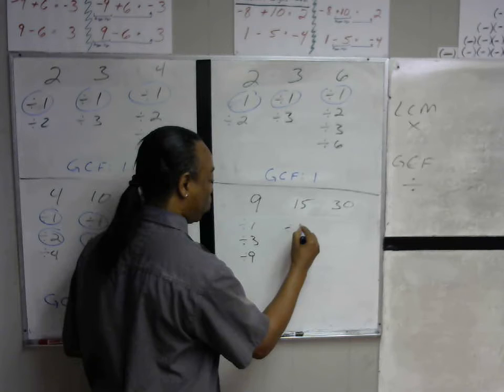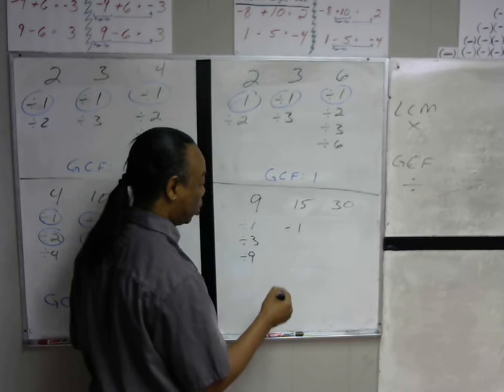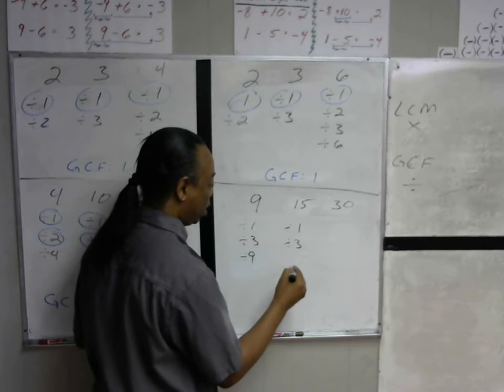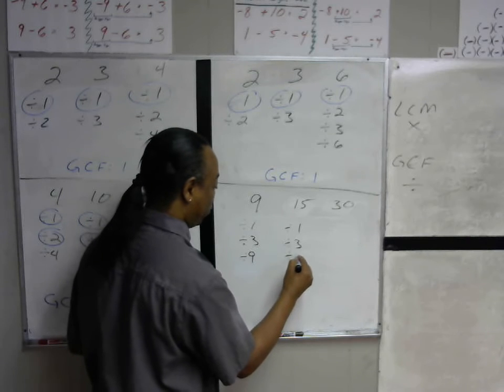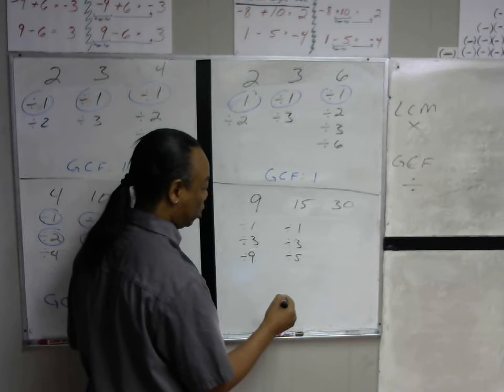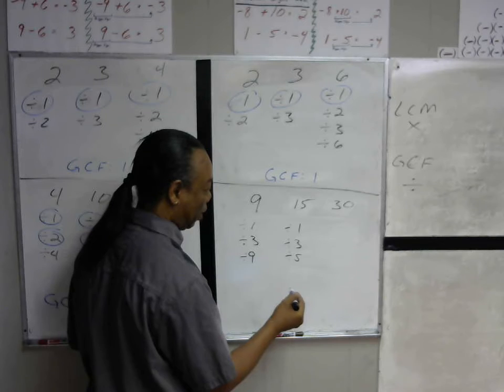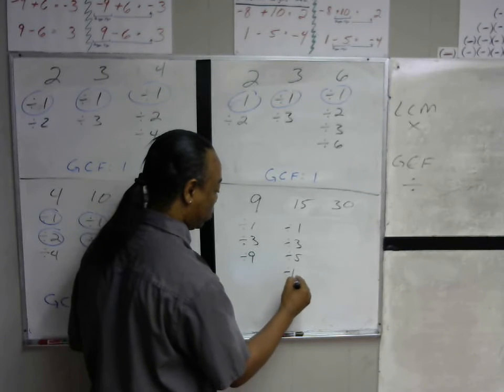15 can be divided by 1. Cannot be divided by 2. Can be divided by 3. Not 4, but can be divided by 5. Not 6, not 7. And that's halfway, so we'll jump all the way to 15.